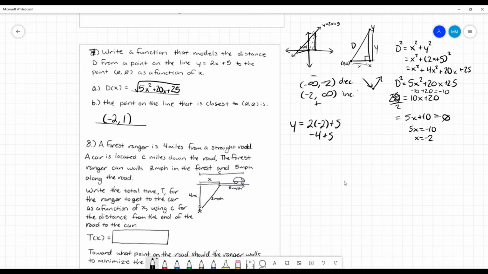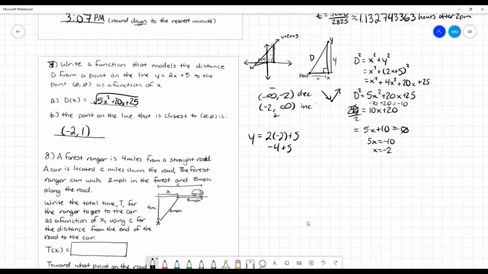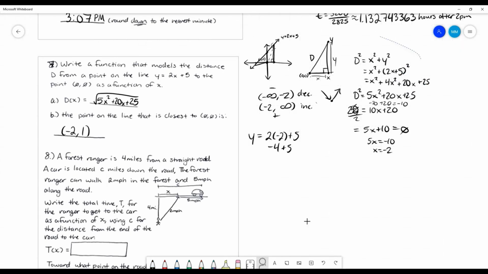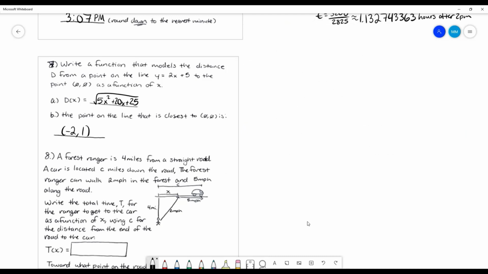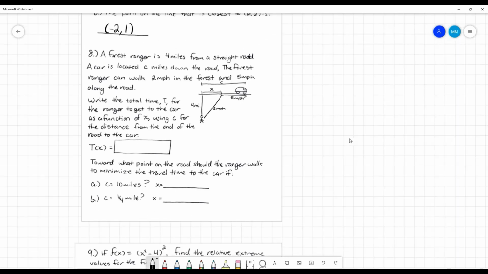That's it. Let's take a look. Now, number 8, this one is a little confusing without that little visual there, and even with it, it might still be a little confusing.